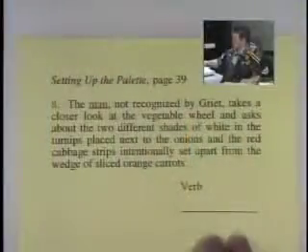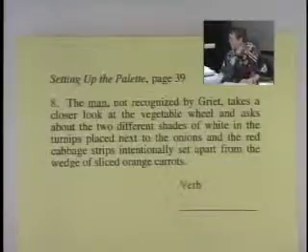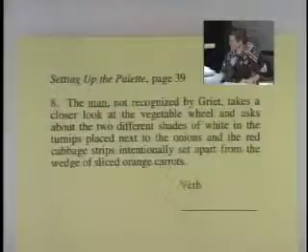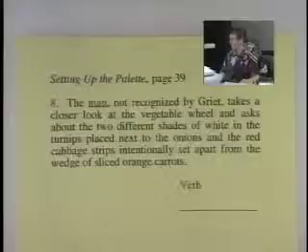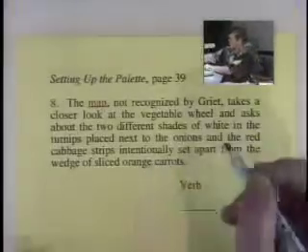Take a look at number 8. The man, not recognized by Greet, takes a closer look at the vegetable wheel and asks about the 2 different shades of white in the turnips placed next to the onions and the red cabbage strips intentionally set apart from the wedge of sliced orange carrots. Jessica, if man is the subject, where's the verb? I have takes a closer look.